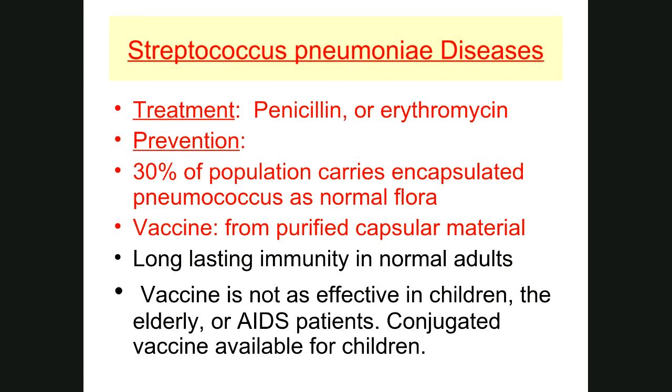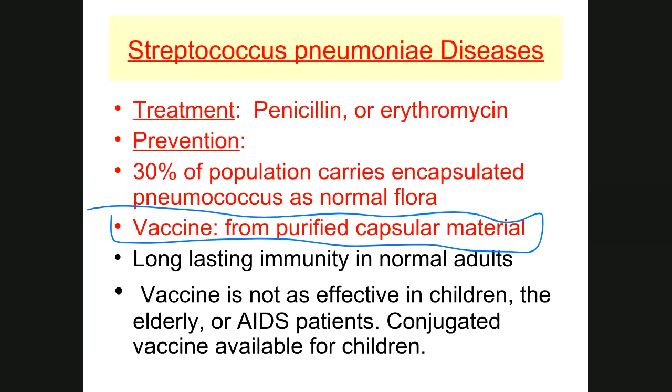Again, prevention: a large chunk of the population carries the pathogenic form of Streptococcus pneumoniae. So maybe trying to eradicate that organism, the carriers, would be one strategy for prevention. There is a vaccine available. The vaccine has been made from the capsule of the organism.